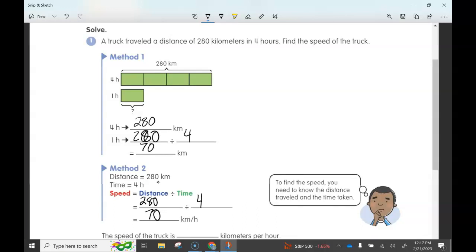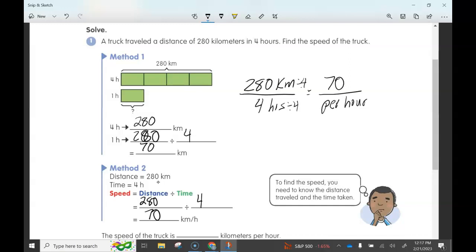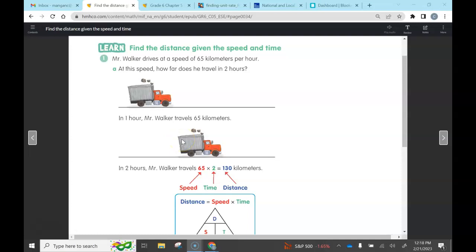Now, if you remember what we talked about with unit rates, we could solve it 280 kilometers over 4 hours equals how much per hour. Now remember, we're trying to get the hours down to 1 unit, so we're going to divide both quantities by 4. That gives you 70 kilometers per hour. So that makes it the unit rate. We can even see at the bottom, the speed of the truck is 70 kilometers per hour. So now let's jump over to page 264.